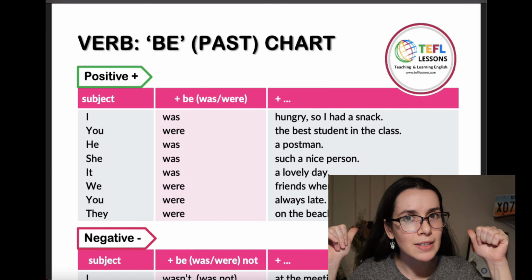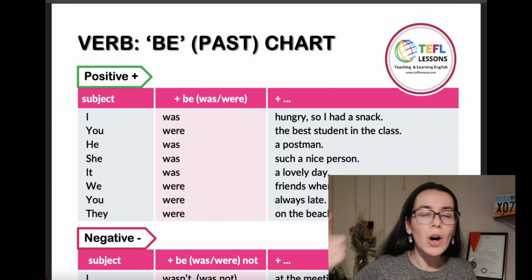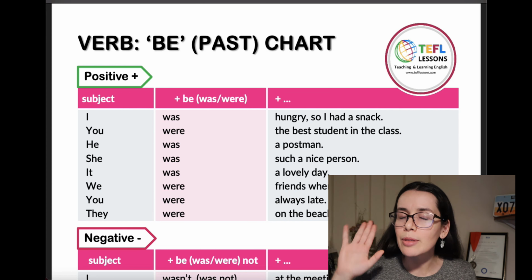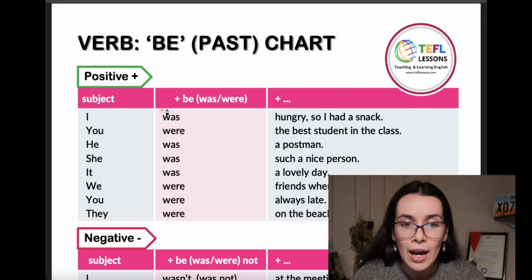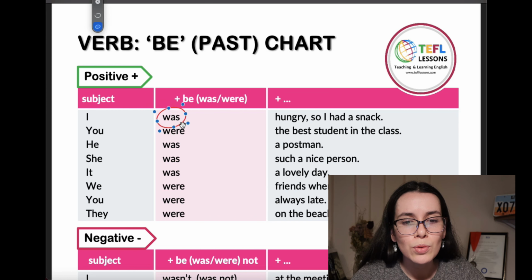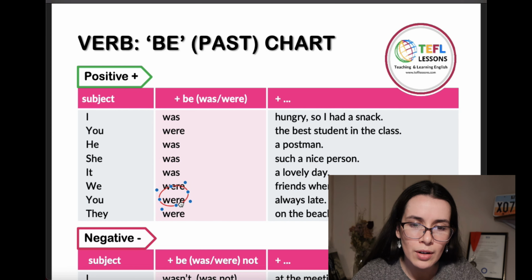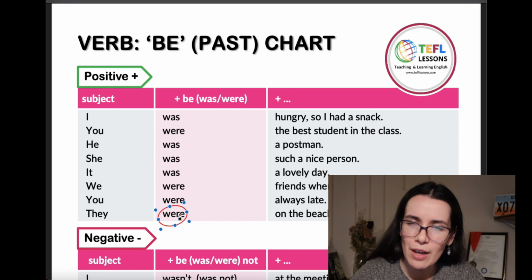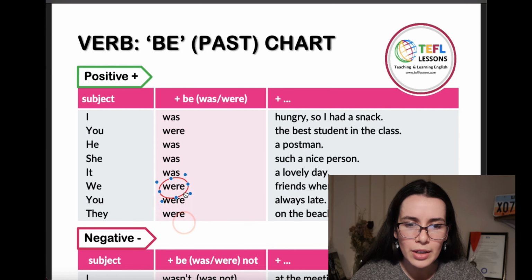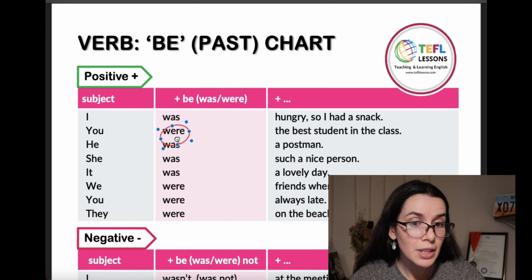Remember, now it's in the past. If you remember, in the present, the verb to be, we have I am, you are, he, she, it is, we, you, they are, right? Now, in past, we're having I was, you were, he was, she was, it was, we were, you were, they were. Okay? So basically, we just have two. In general, were is for plural and was is for singular. But be careful with this singular you, because in that case we have were.